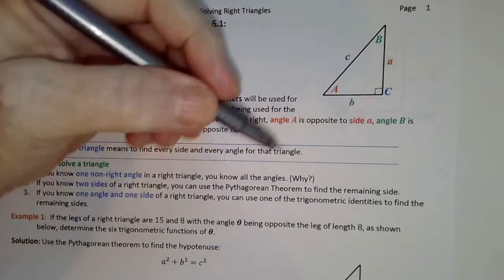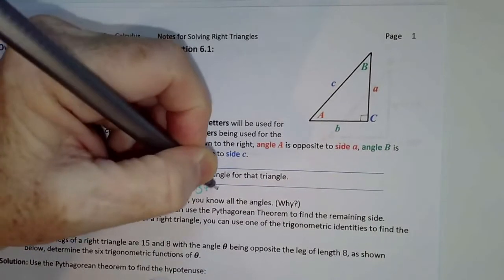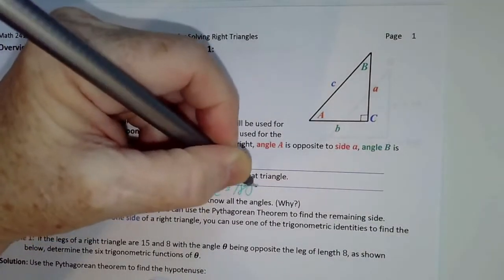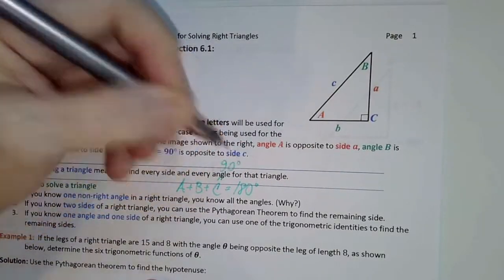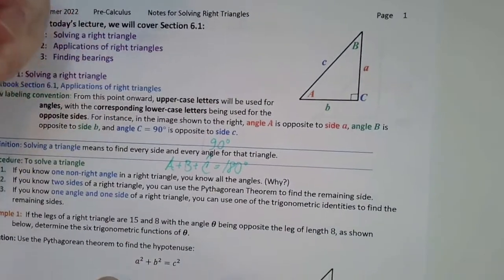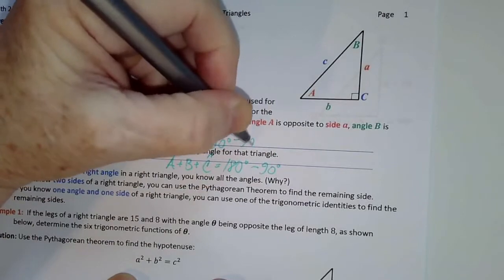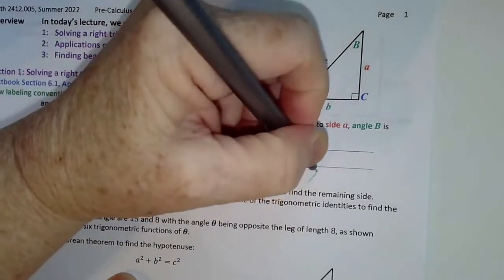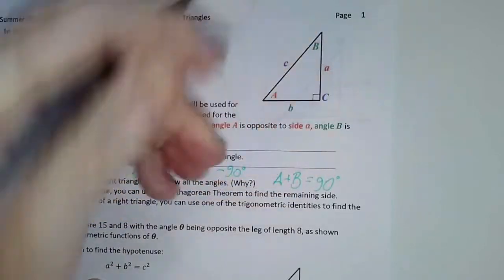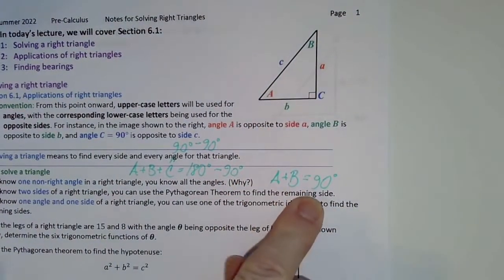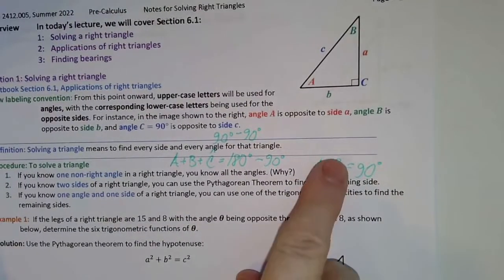Exactly right. We know that A plus B plus C is 180, but we also know that C is 90, so if I subtract 90 from both sides, I get that A plus B is 90 degrees also. So the sum of A and B is 90 degrees and C is 90 degrees. We're going to use this fact quite a lot.